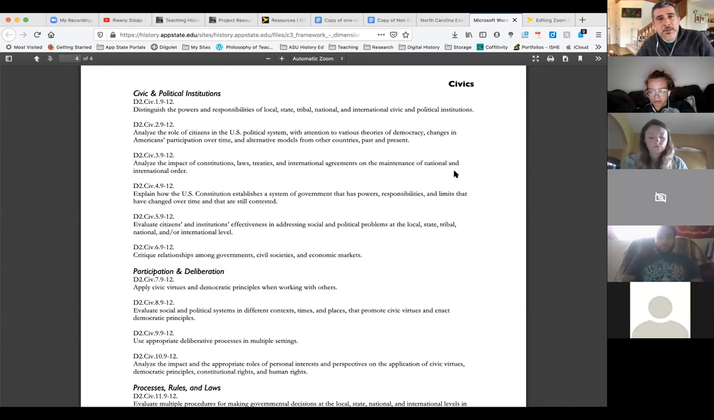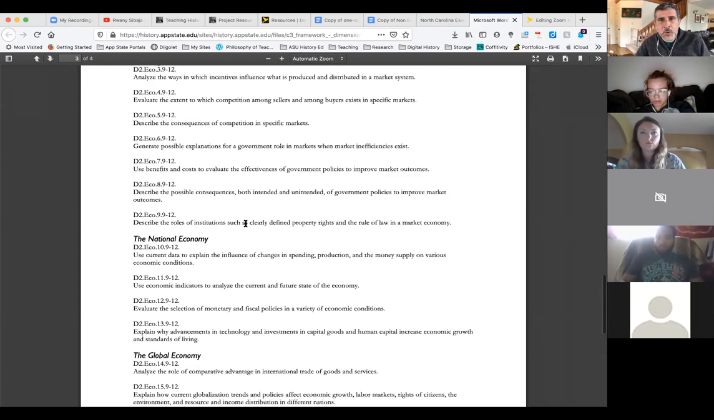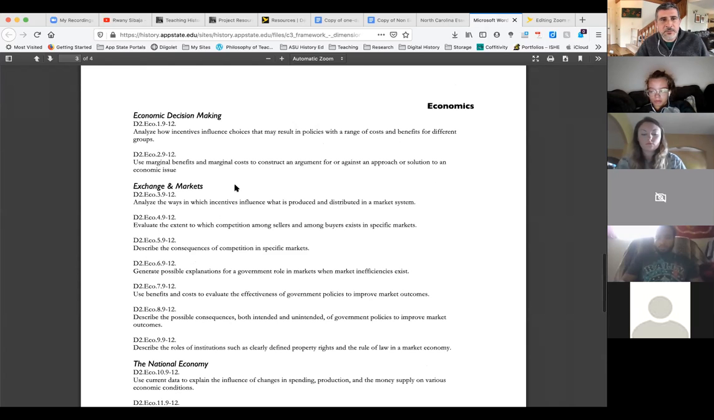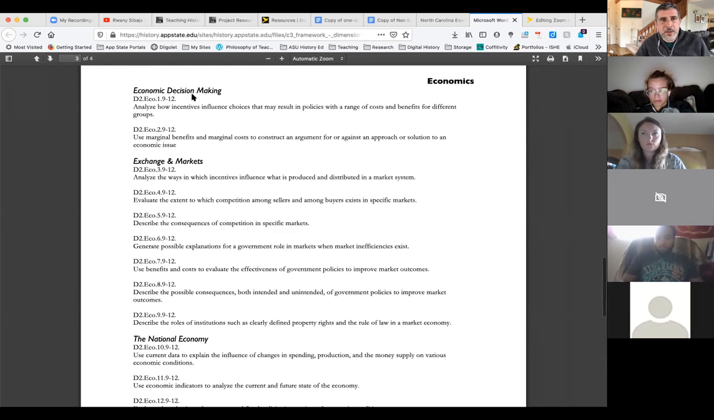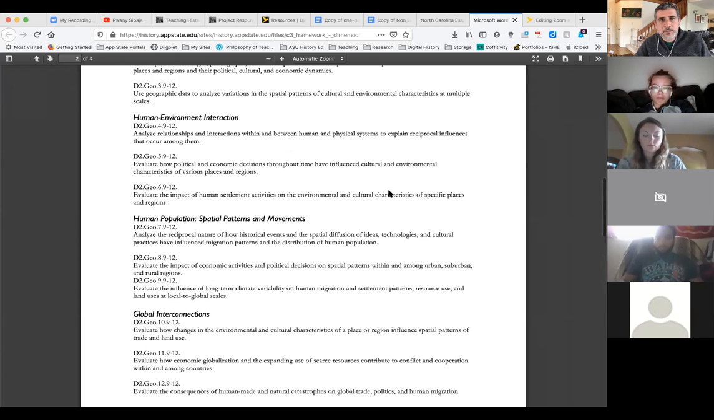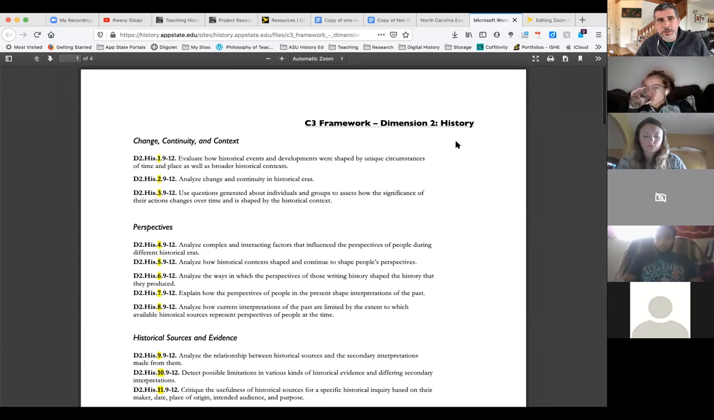And the idea is, if you're a political scientist or an economist or a historian, what would be the standards that make most sense to you? So for civics, they polled the National Association of Political Science and asked what would be the sort of skills that you would have to have in analyzing civic and political institutions. And they came up with these. They polled the economists and asked them what standards would be important for economic decision making or for markets or the national economy. And they did the same for geographers and of course for historians.